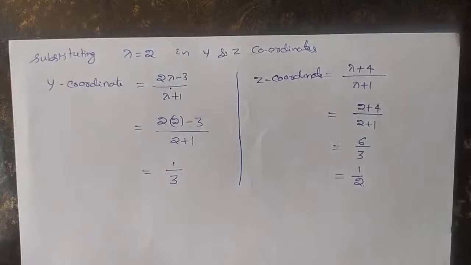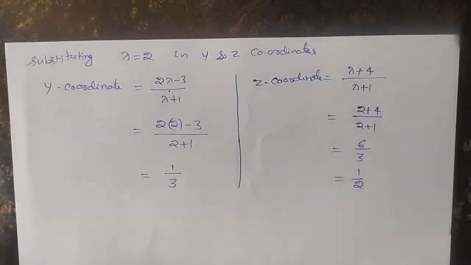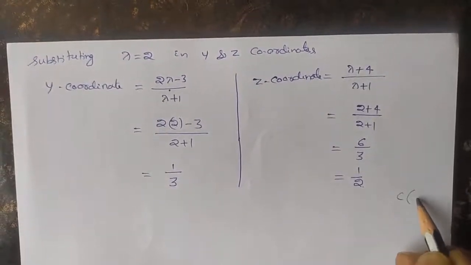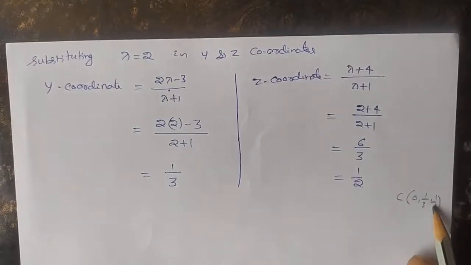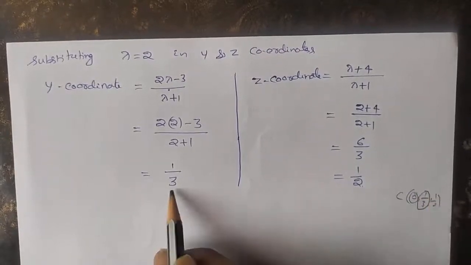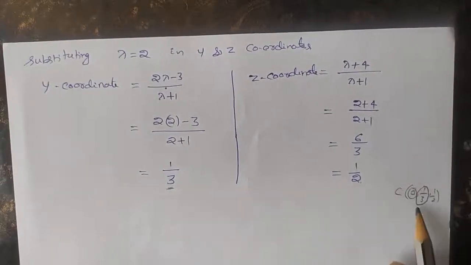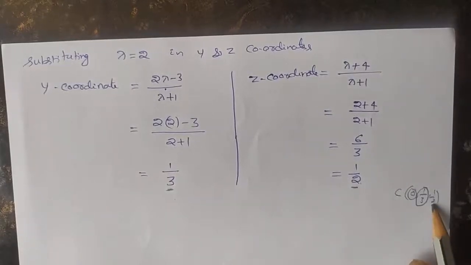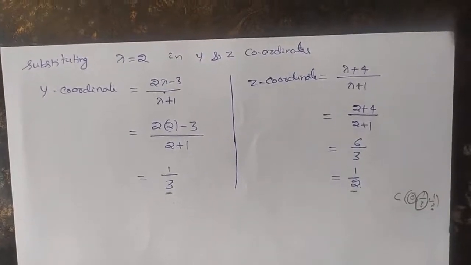Now you can see the z coordinate. You can see the point C. In the point C, what will we have? 0, 1 by 3, 1 by 2, isn't it? So the x coordinate is 0, the y coordinate is 1 by 3. Yes, in the point P, the y coordinate is also 1 by 3. Next, the z coordinate is what? 1 by 2. In the point C, the z coordinate is also 1 by 2. Therefore, it is satisfying. Write the conclusion.